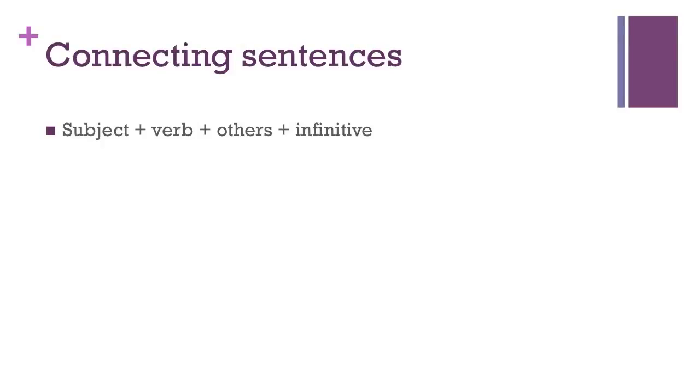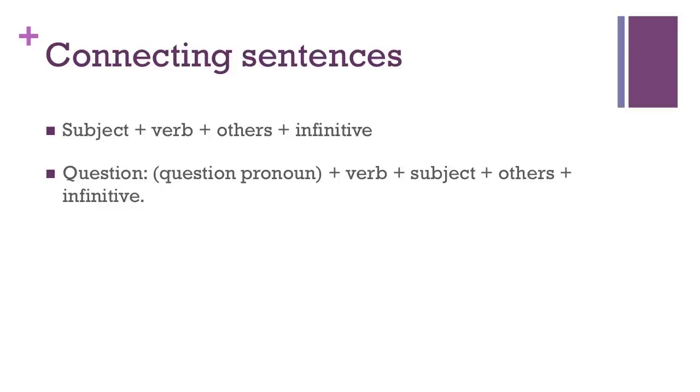Let's summarize what we already know on the order of sentences. First, you put the subject, then the verb, and at the end, the infinitive if there is one. If it's a question, you invert the subject and the verb with the question pronoun at the beginning of the sentence if there is one.